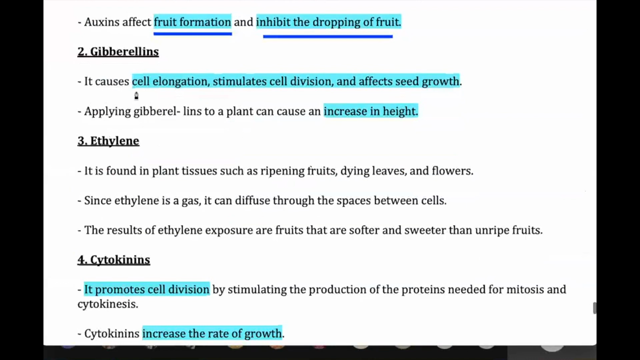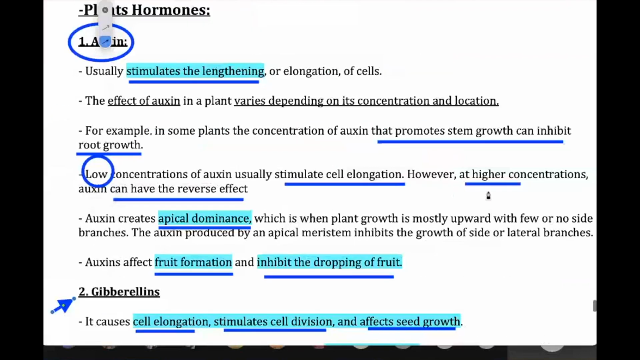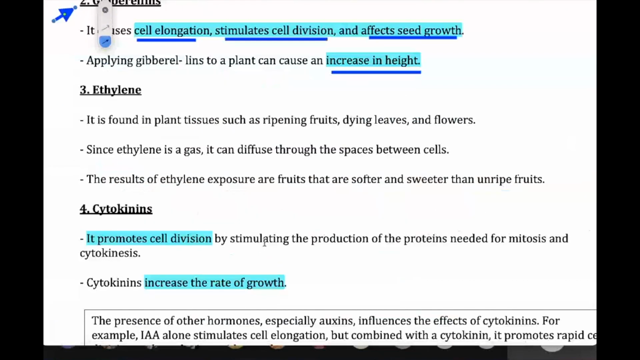Gibberellin is for cell growth, stimulating cell division and affecting seed growth, and it helps in height. So remember, if any plant is short and you need them to be tall, you need to give them gibberellin. A high concentration of gibberellin can let the plants increase in height.